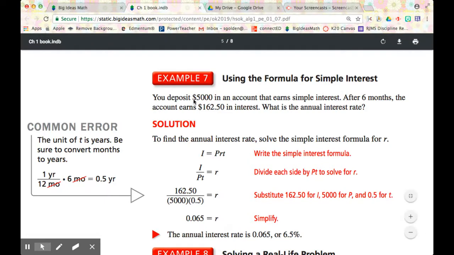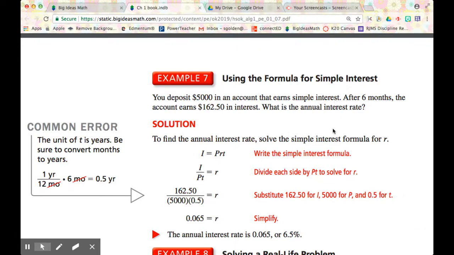So it says you deposit $5,000 into an account that earns simple interest. So that means we're going to make money on this problem. It's not how much we would pay. After 6 months, the account earns $162.50 in interest. What is the annual interest rate?